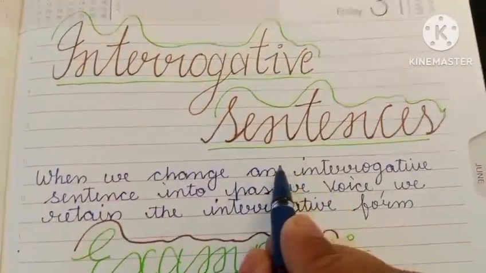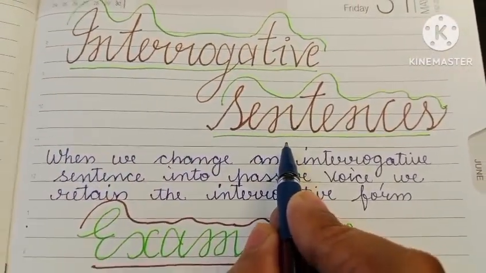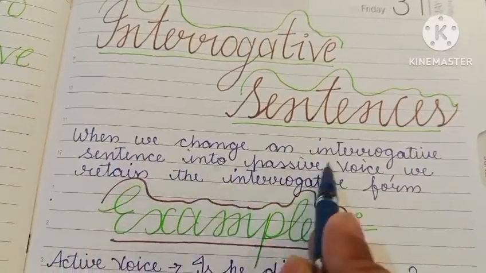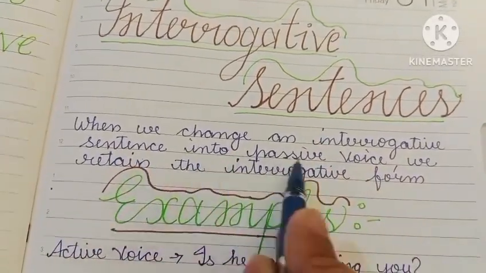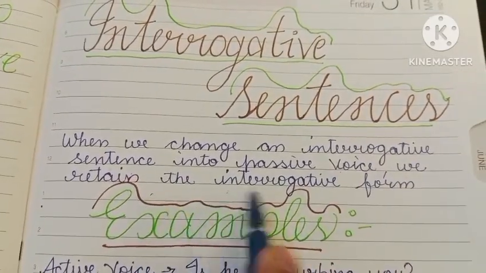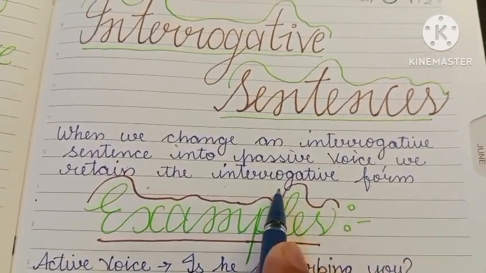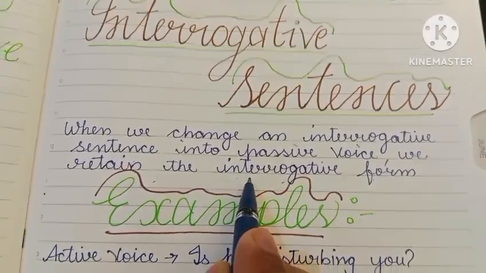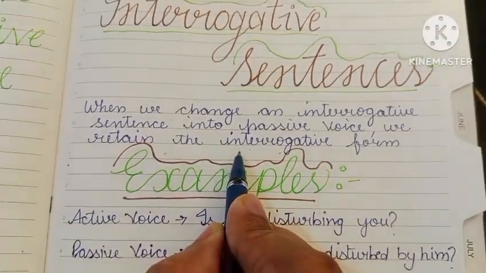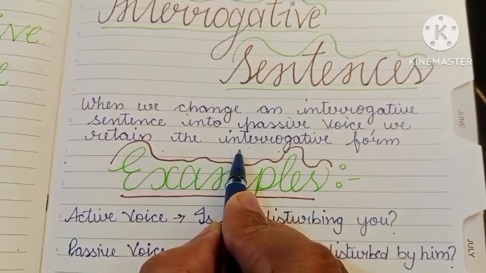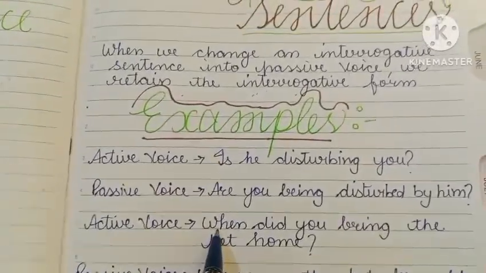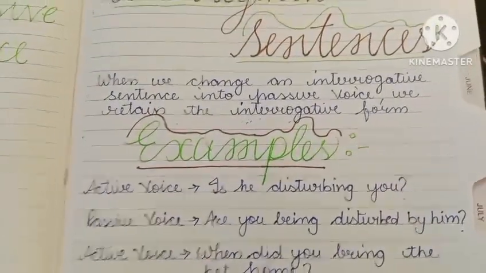Come to the interrogative sentences. Now what do we have to do in the interrogative sentence? When we change an interrogative sentence into passive voice, we retain the interrogative form. Don't change it into the assertive form or the negative form. If it is in the interrogative form, it will just remain in the interrogative form in the passive voice.